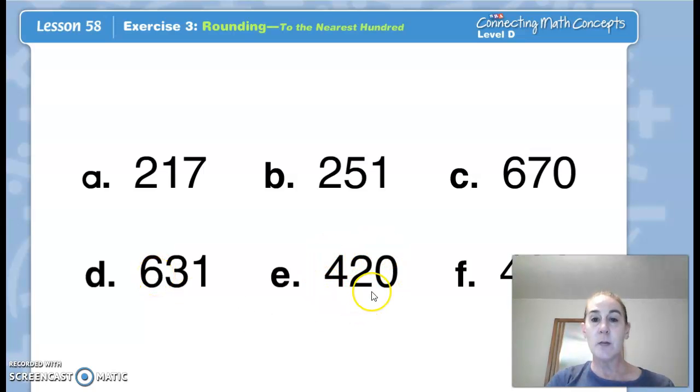Letter E, 420. Is it going to be 400 or 500? You would round it down to 400 because 20 is smaller than 50. And the last one, 482, you would round it to 500 because 82 is bigger than that 50 midpoint.